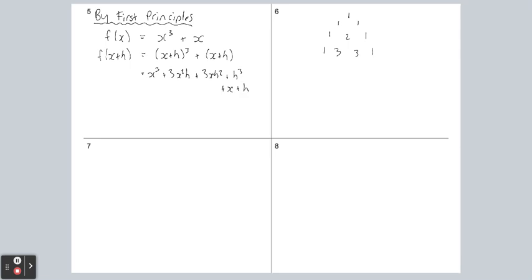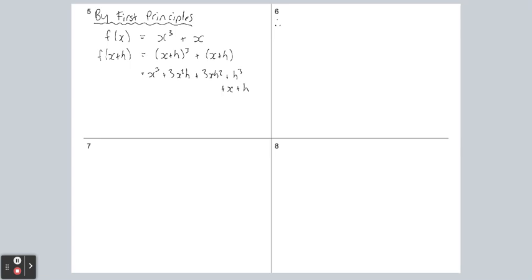Okay, do we have any like terms there? Not really. There's no like terms there, so we can't simplify that any further. So now we've got our f of x plus h, and we've got our f of x. Just going to get rid of that Pascal's triangle since we don't need it anymore.